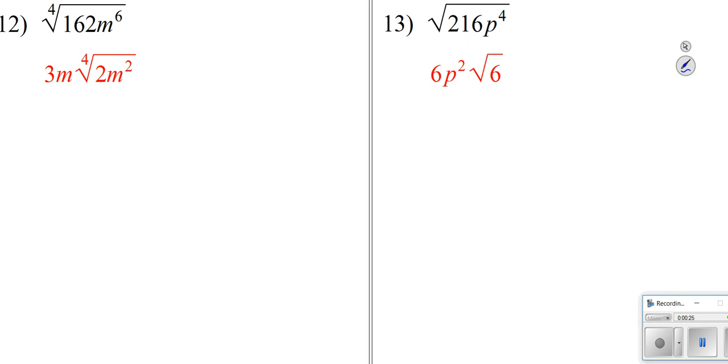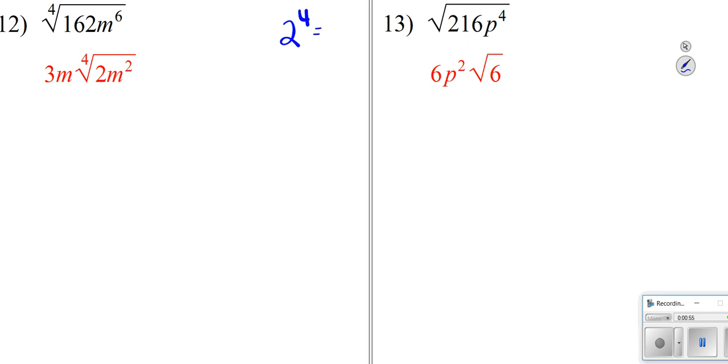A fourth root just means there's something that can be multiplied by itself 4 times to equal 162. Well, 162 isn't a perfect fourth power. So what we have to do is look through our list of fourth powers and see if there's anything that we can take out of 162. You think about numbers raised to the fourth power. So we're looking at integers.